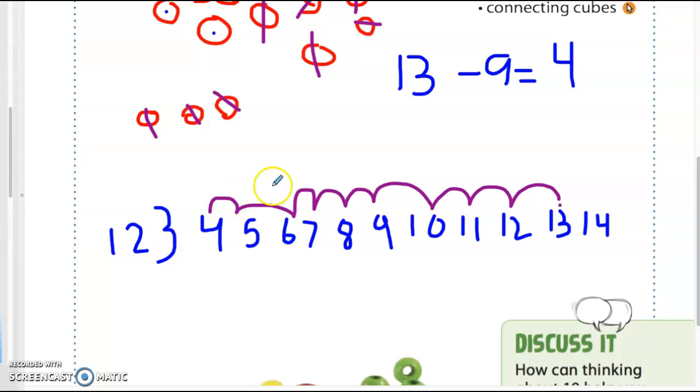Right, this is saying we started at 13 and we minus 9. 13 minus 9. 1, 2, 3, 4, 5, 6, 7, 8, 9. What number did we land on? Hope you said 4. We landed on 4. Is this 4 the same as that answer up there? It sure is. 13 minus 9 equals 4.